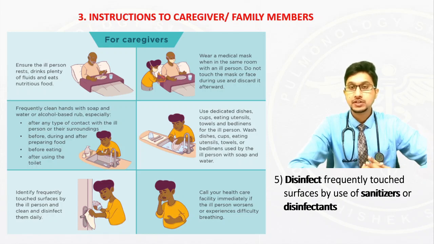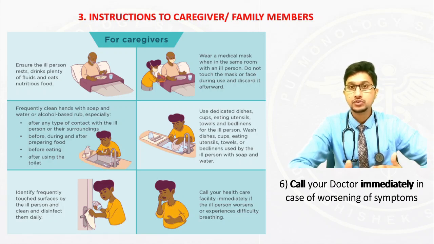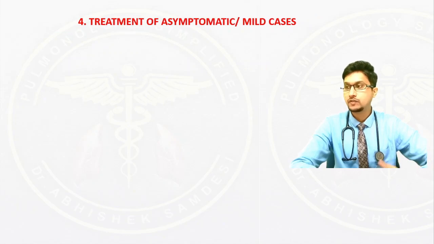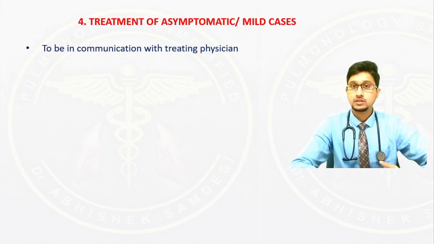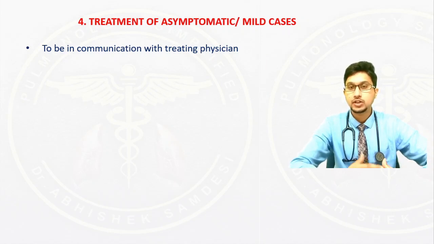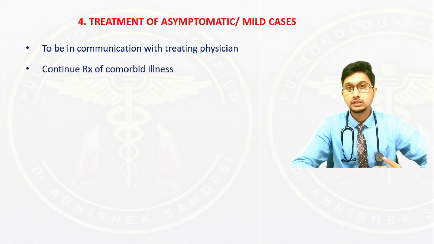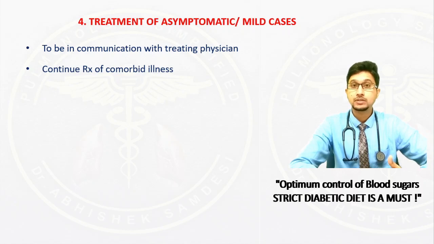Whenever the patient is clinically worsening or has breathlessness, immediately contact your doctor. The next thing that we shall discuss is the treatment of asymptomatic or mild cases. First, always be in communication with the treating physician in case of any deteriorating symptoms. Next, continue the treatment of comorbid illness. If the patient is a known hypertensive, diabetic, or asthmatic, do continue the treatment that was advised by your physician. Do not discontinue your medicines without consulting your doctor.